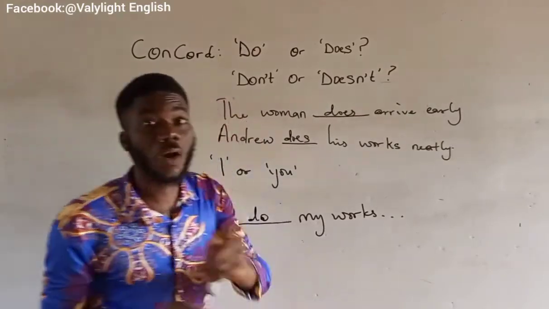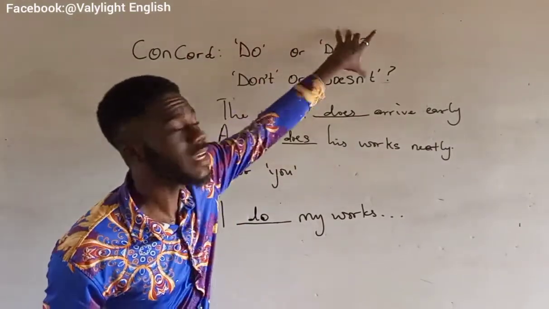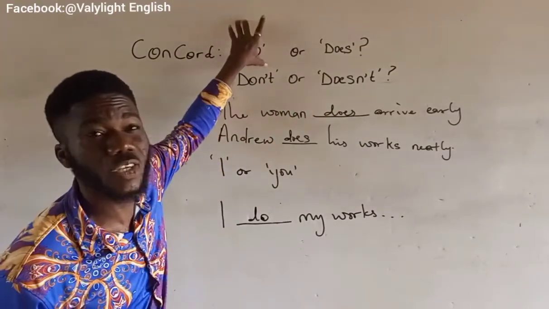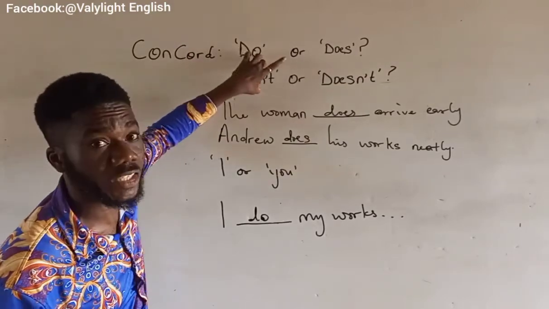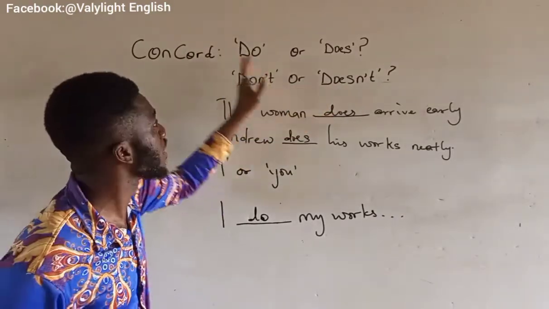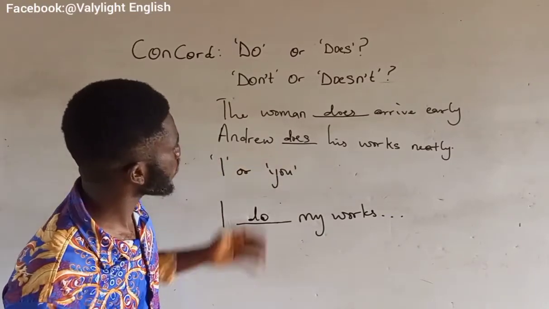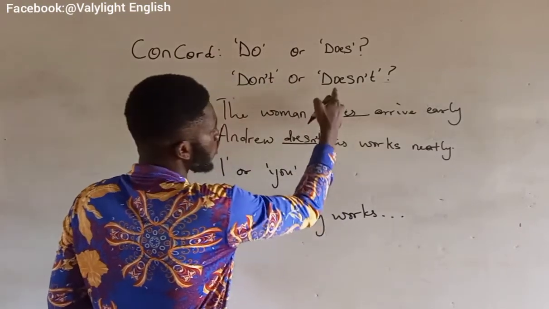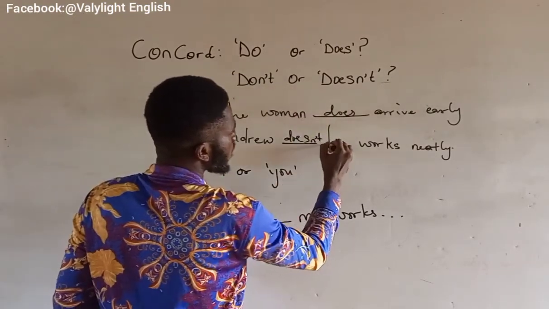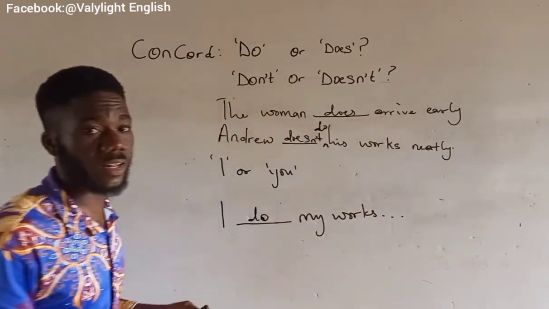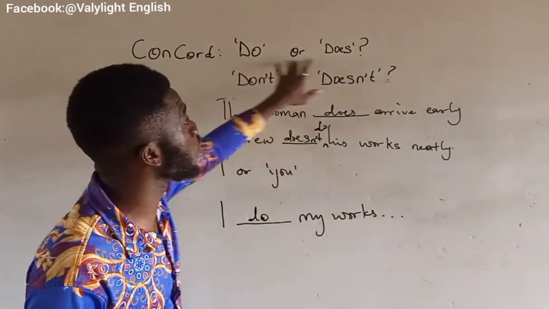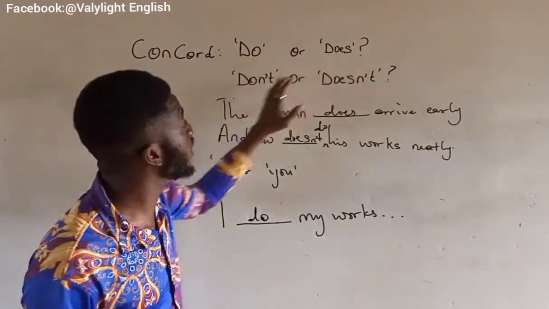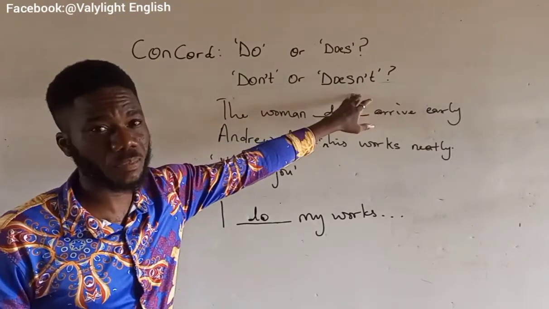That is about this. Now, the same way that you apply it here, that is just what happens there. The verb you have here is the same thing that you have here. The only difference is that this is positive and this is negative. So that is just the same thing that applies. Let's say, if you want to use from here, Andrew doesn't do his works neatly. So the same rule you applied here, that is what you apply here. This is plural, this is singular. This is plural, this is singular. It's just as simple as that.